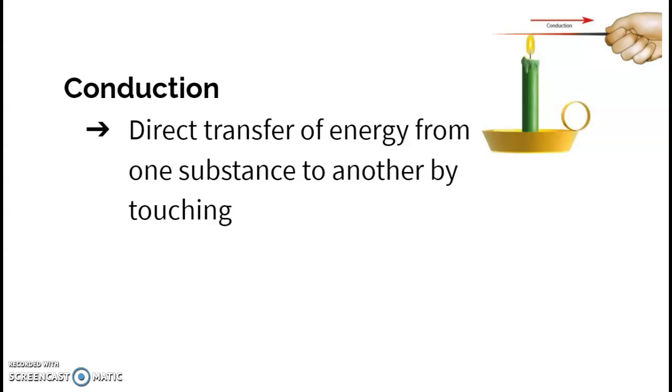Conduction is a direct transfer of energy from one substance to another by touching. And what you can see in the picture above is they are holding a piece of metal and heating it over a candle. One part of the metal is getting hot and it's transferring the energy through the piece of metal towards the person's hand. And eventually their hand will feel that heat.